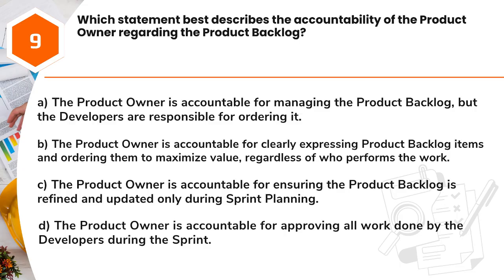A. The product owner is accountable for managing the product backlog, but the developers are responsible for ordering it. B. The product owner is accountable for clearly expressing product backlog items and ordering them to maximize value, regardless of who performs the work. C. The product owner is accountable for ensuring the product backlog is refined and updated only during sprint planning. D. The product owner is accountable for approving all work done by the developers during the sprint.